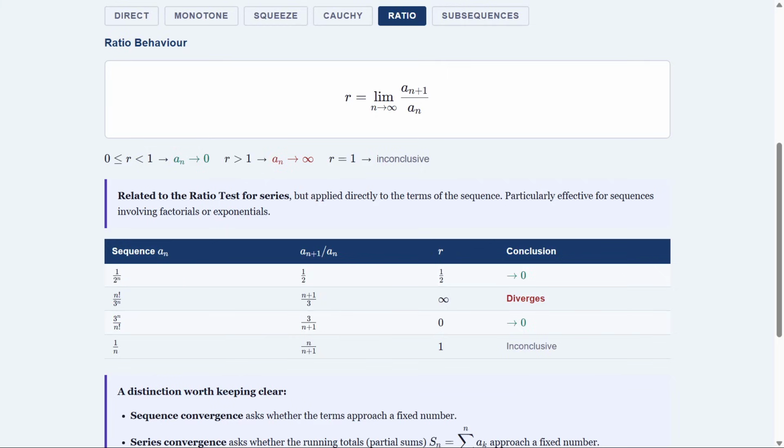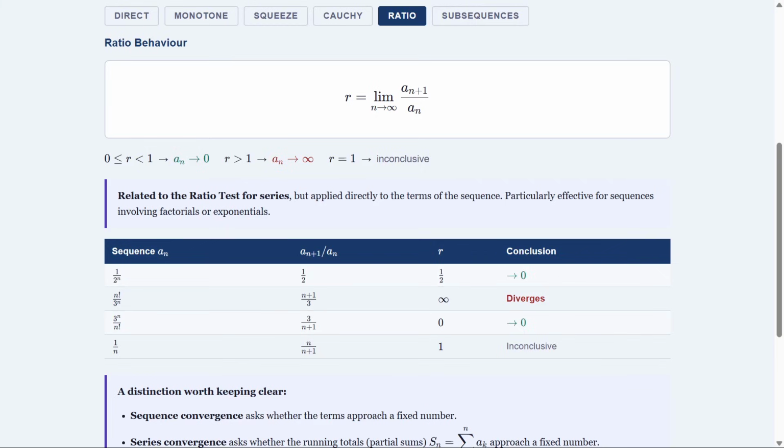And the rule is, if that limit ratio lies between 0 and 1 but is not equal to 1, then an, the sequence, will tend to 0. If that ratio has a limit that's greater than 1, then the sequence will tend to infinity, it will diverge. And if that limit ratio is equal to 1, then it's inconclusive. You can't use this test to determine whether the sequence will converge to 0 or diverge.